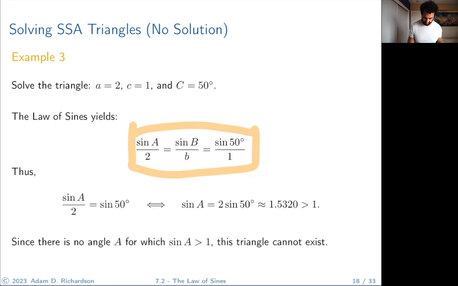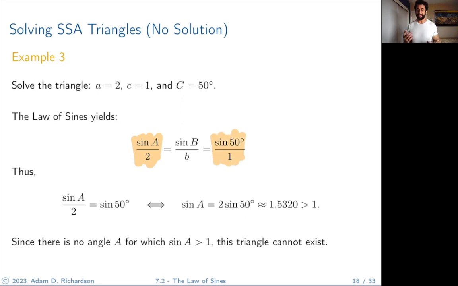Let's start with that. So what I'm doing is this. I'm going to use this information and this information right here because now there's only one unknown variable there. There's only the angle A that we don't know. So when I set these two equal to each other, I get this. And that tells us that the sine of A is going to be equal to 2 times the sine of 50 degrees. So at this point, you can go to your calculator and have it approximate that for you, and it'll give you 1.5320 approximately.